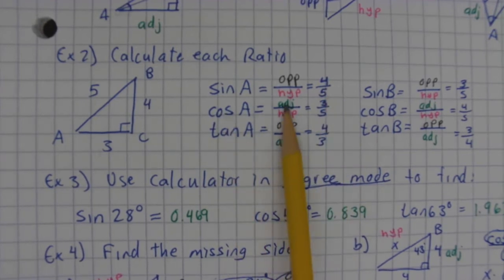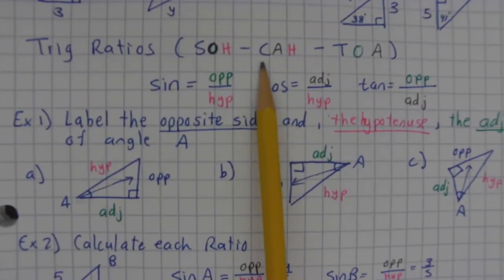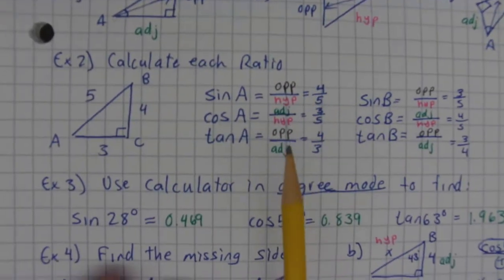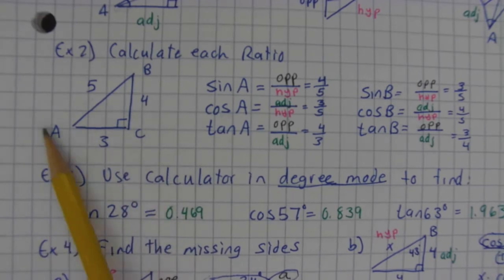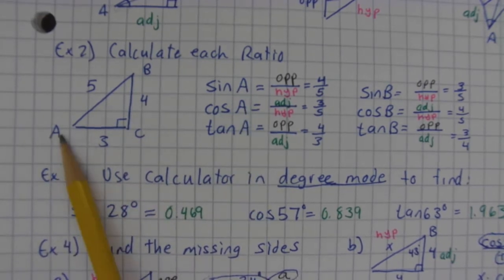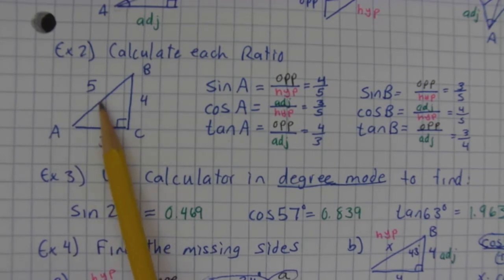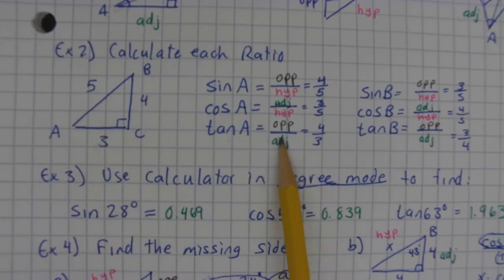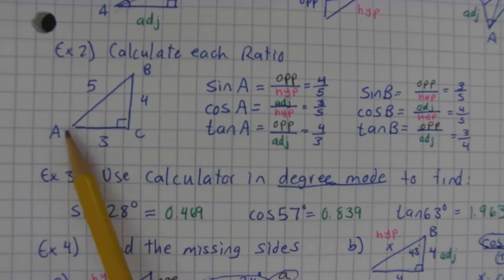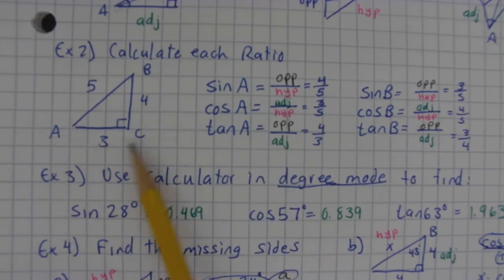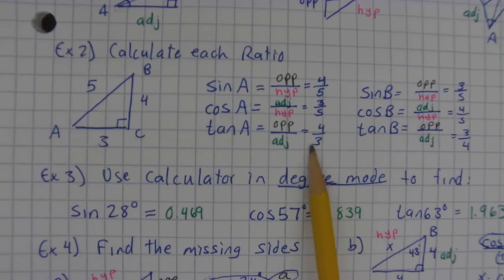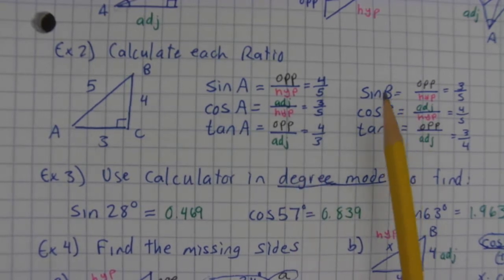Cosine. Cosine is the adjacent over hypotenuse, looking at our SOH-CAH-TOA. Adjacent in this problem, let's look at it. It's angle A. Adjacent is next to it, but it's not the hypotenuse. So that's 3. The hypotenuse is 5. So 3 over 5. Tangent is opposite over adjacent. So from angle A, the opposite is 4 and the adjacent is 3. 4 over 3.